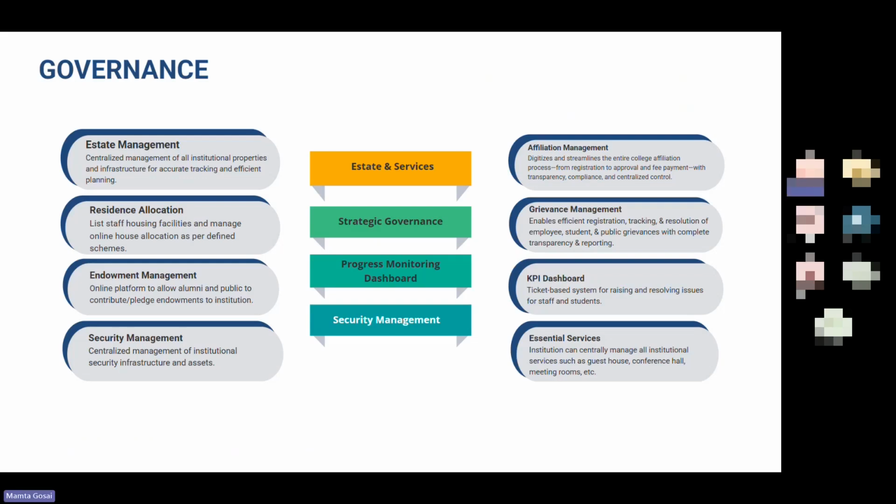Then we also provide the essential services module where you can manage the services that are provided. So if, let's say, I want to book a conference hall for a particular duration, I can send a request to the admin, and he can see whether this conference hall is available during this period or not. And if it is available, they'll allot this conference hall for this particular duration to me. Similarly, if anybody wants to book a guest house, they can use this essential services module and book the guest house for that particular duration.